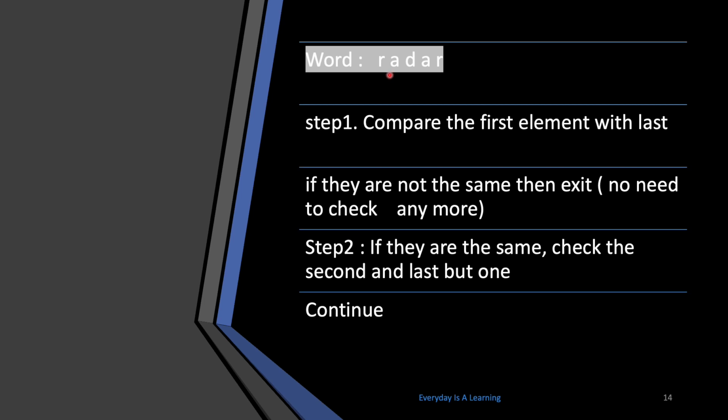So what is step 1? To compare the first and the last letters. And if they are not the same, then we can say it's not a palindrome. We don't have to do any more checks. But if they are the same, we have to continue. So we have to continue with the second and the last but one letters. So if the word is long, then we keep continuing.